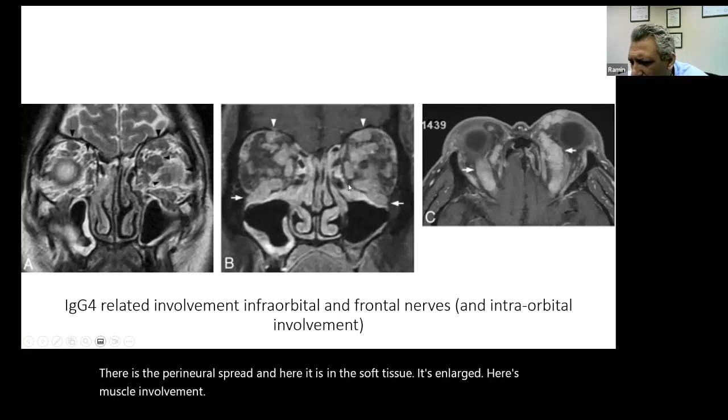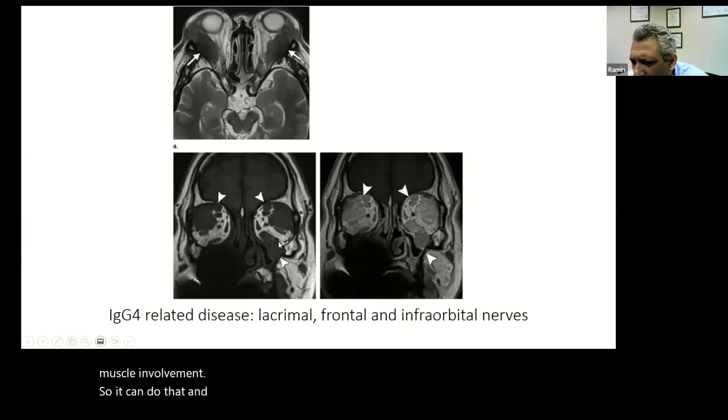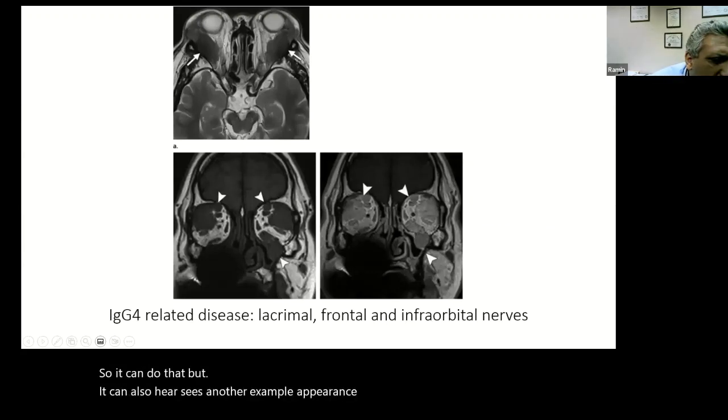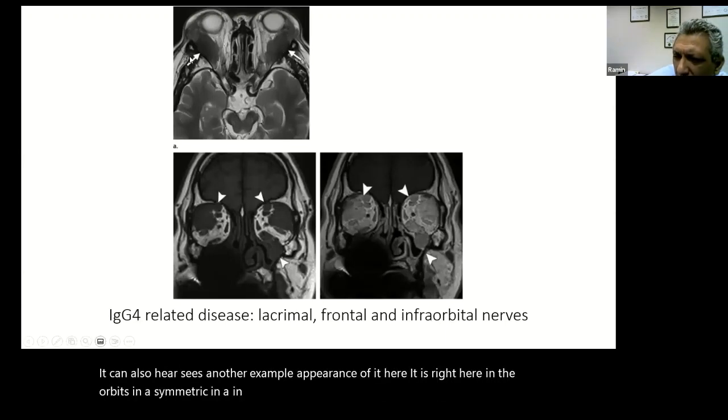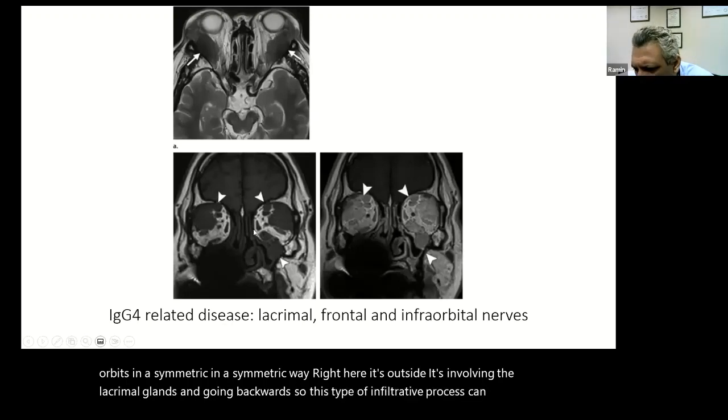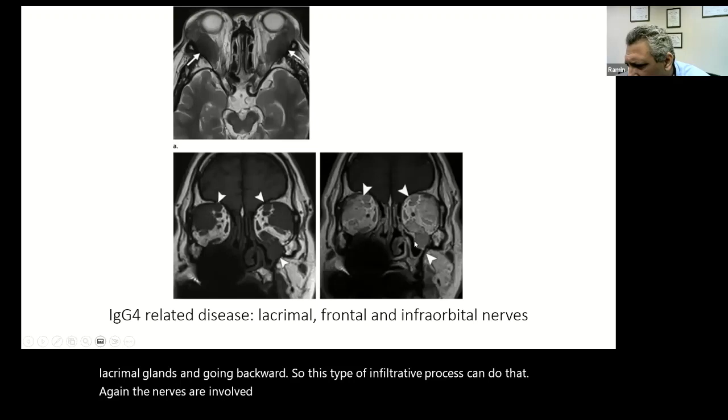So it can do that, but here's another appearance of it. Here it is in the orbits in a symmetric way. It's outside, involving the lacrimal glands and going backward. So this type of infiltrative process can do that. Again, the nerves are involved here, the frontal nerves. Here's another, the inferior orbital nerve.